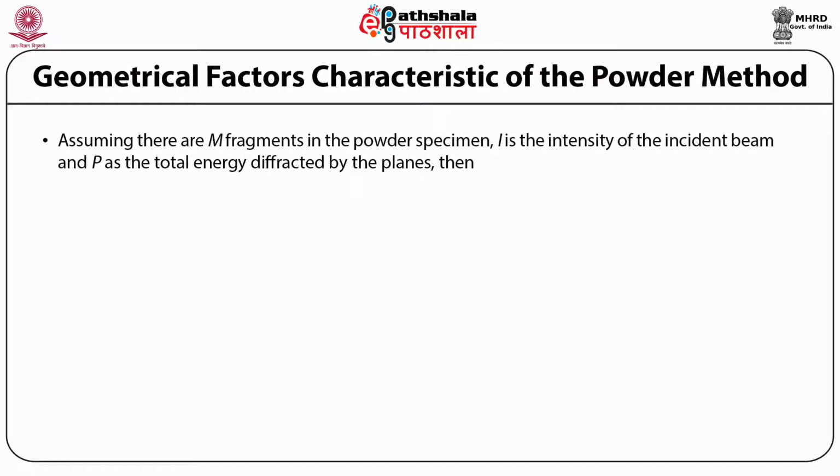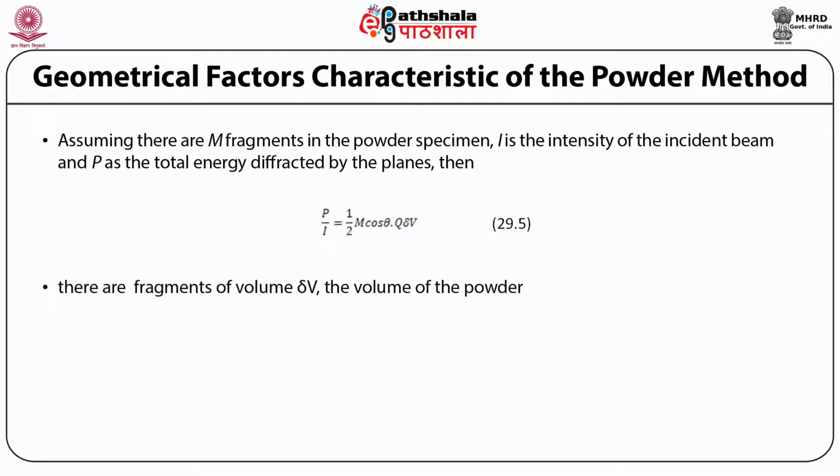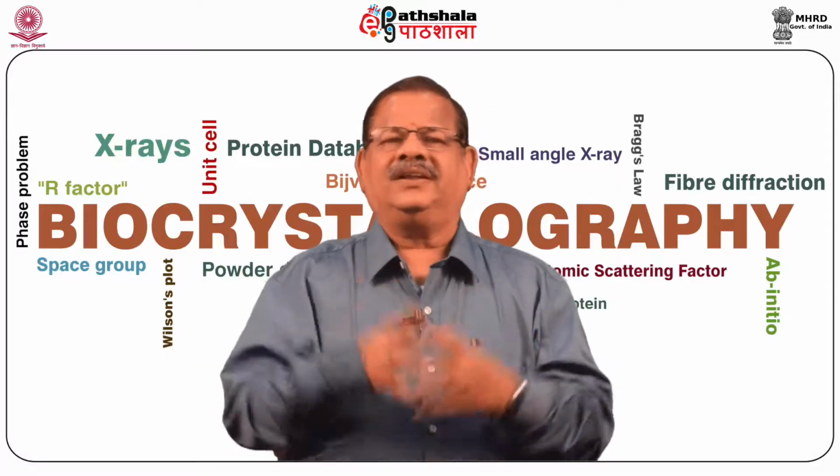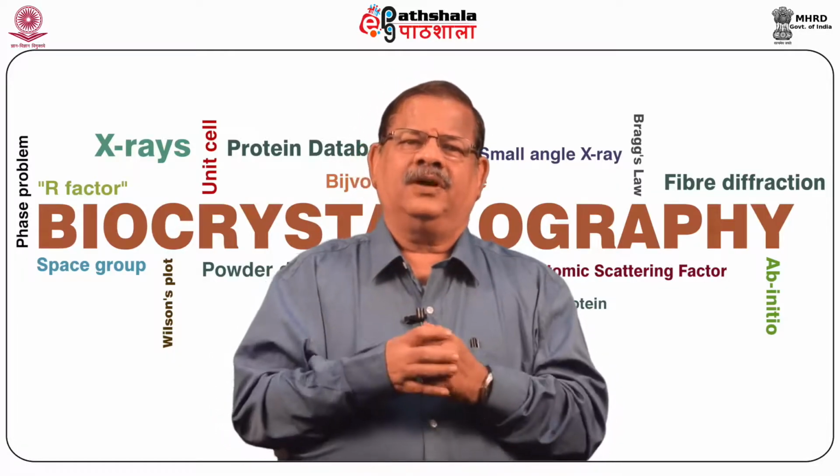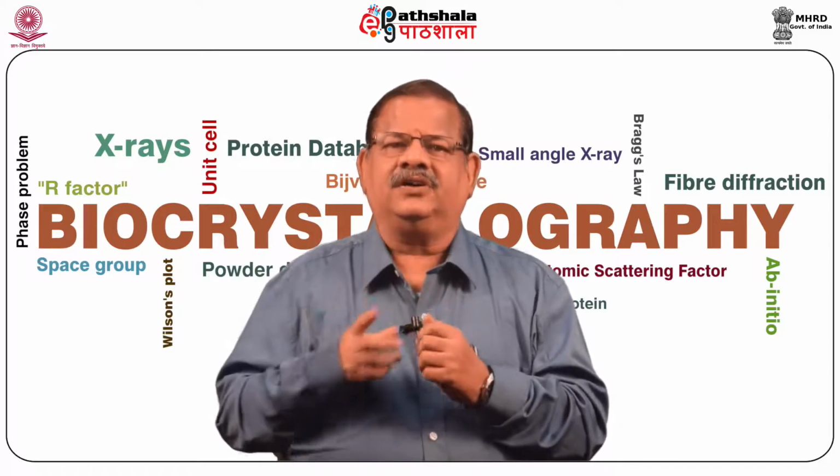Assuming there are capital M fragments in the powder specimen, I is the intensity of the incident beam and P is the total energy diffracted by the planes, then the ratio P over I equals half times M cos theta times Q delta V, where the fragments are of volume delta V. The volume of the powder will be P over I equals half times cos theta Q V, as given by 29.6.